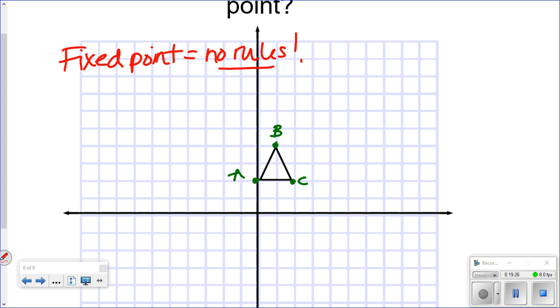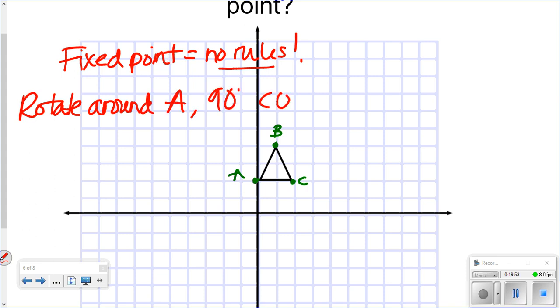You're going to have to visualize some things. If you're not a good visualizer, I have a solution for that. But I'll show you what it looks like to visualize it first, and then I'll tell you my solution if you can't do that. Because I get it, this is the hardest thing to do today. So let's say I'm going to rotate this around point A, 90 degrees clockwise. Let's do clockwise.